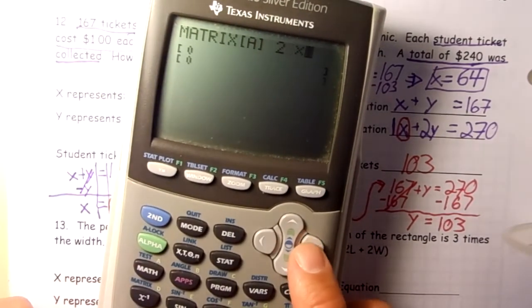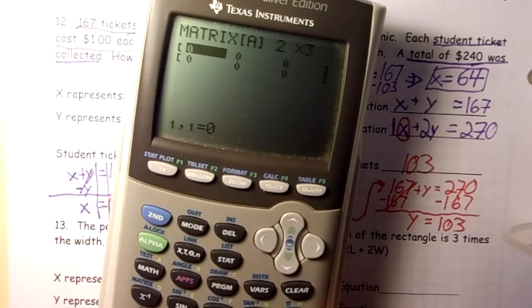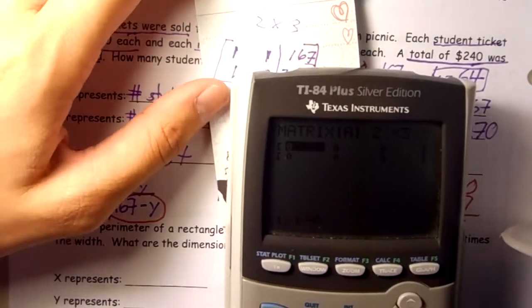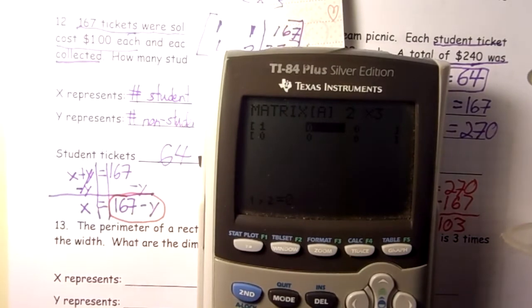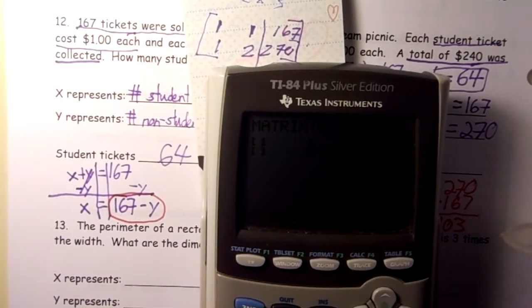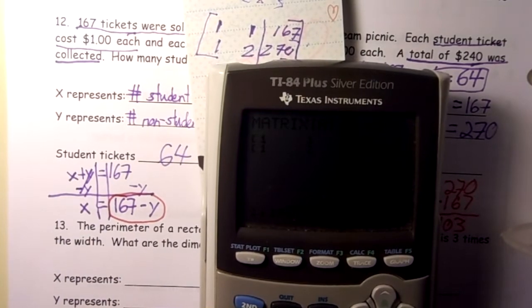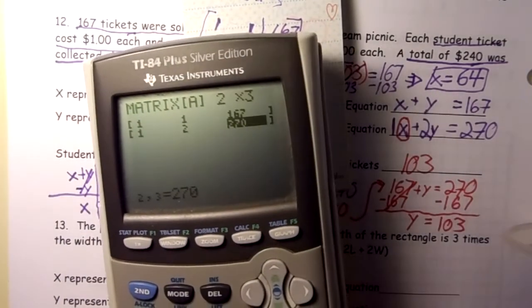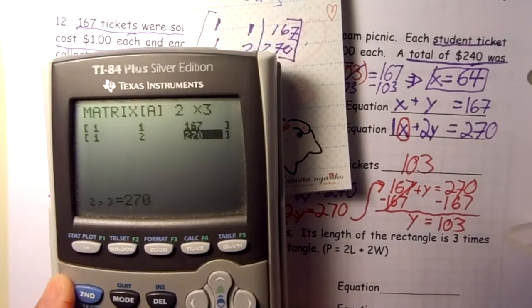Alright, this is a 2x3 matrix. Press enter. And we just enter our matrix from left to right. 1 enter, 1 enter, 167 enter. 1 enter, 2 enter, 270 enter. Guys see that? Yeah, there we go. That's better. Alright, I have inputted my matrix.